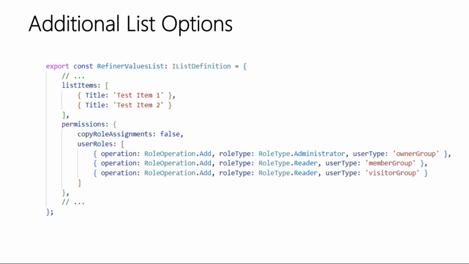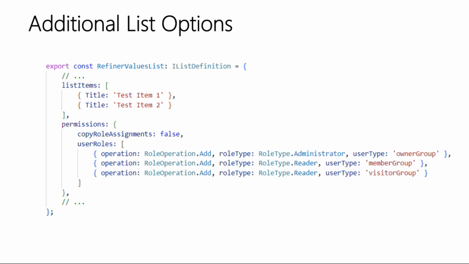All right, there are a couple more advanced features I want to highlight when you're defining a list. This is the same list definition from the previous slide, but I removed all the standard properties so we can focus on these two properties here. The first property is list items, and this allows you to add some default list items when the list is created.